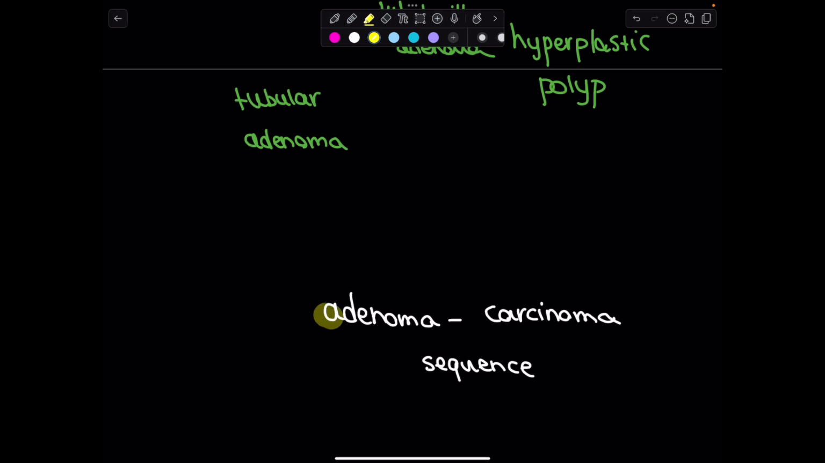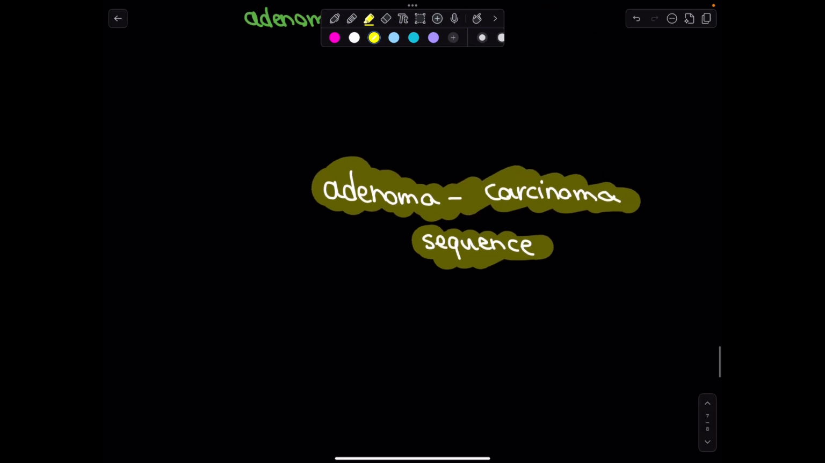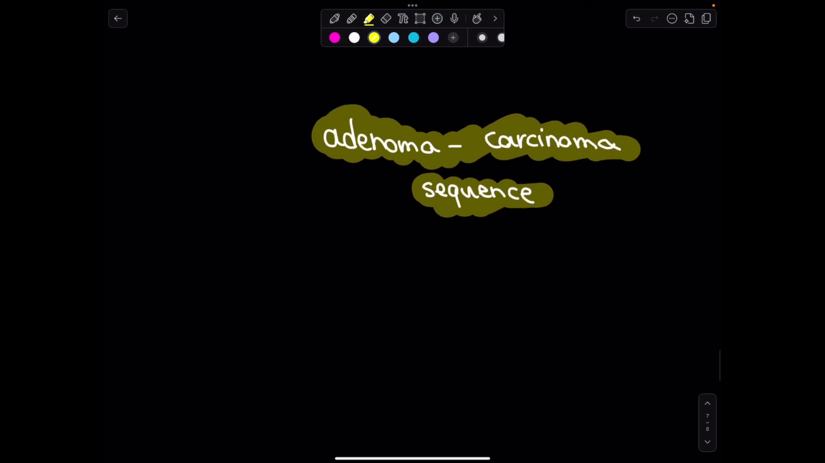Tubulovillous adenomas, mix of tubular and villus features, with intermediate cancer risk, 19%. Risk depends on size and dysplasia. Dysplasia, abnormal cell growth in polyps, graded low or high. High-grade dysplasia looks closer to cancer, increasing cancer risk, but isn't cancer yet.